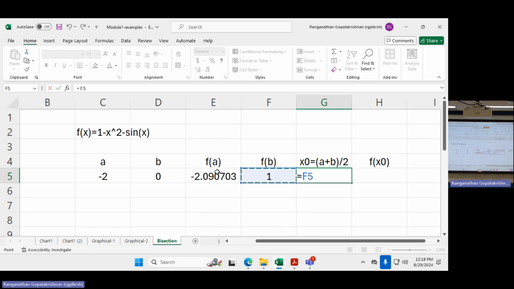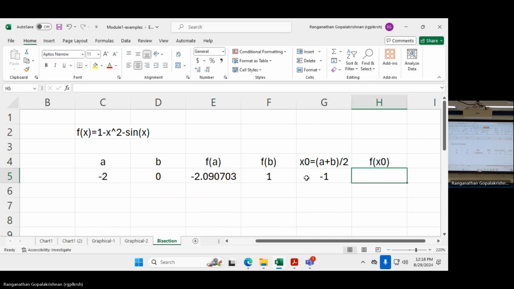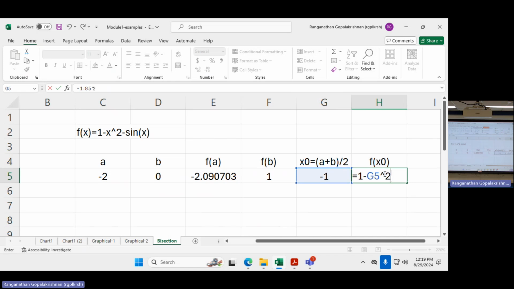Midpoint is A plus B divided by 2. Don't do your calculation yourself. Make Excel do it for you. That's the idea of this exercise. Type C5 plus D5 divided by 2, like I've done here. What is f of x naught? That is going to be 1 minus x naught squared minus sine of x naught.